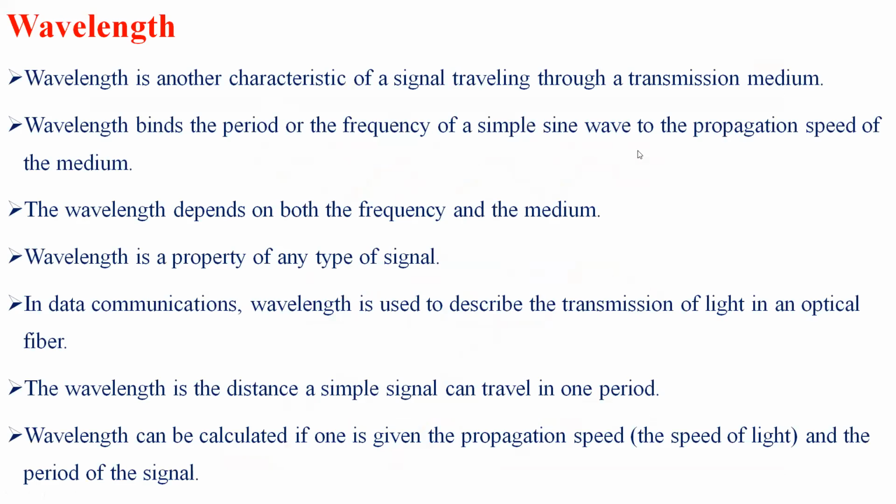So next we have one more terminology called wavelength. After learning about a wave, we need to learn about wavelength, right? Wavelength is a characteristic of a particular signal which is traveling across a transmission media. In order to travel, any signal needs a transmission media. So this wavelength will bind the period or frequency of a simple sine wave in order to propagate at the speed of a particular medium.